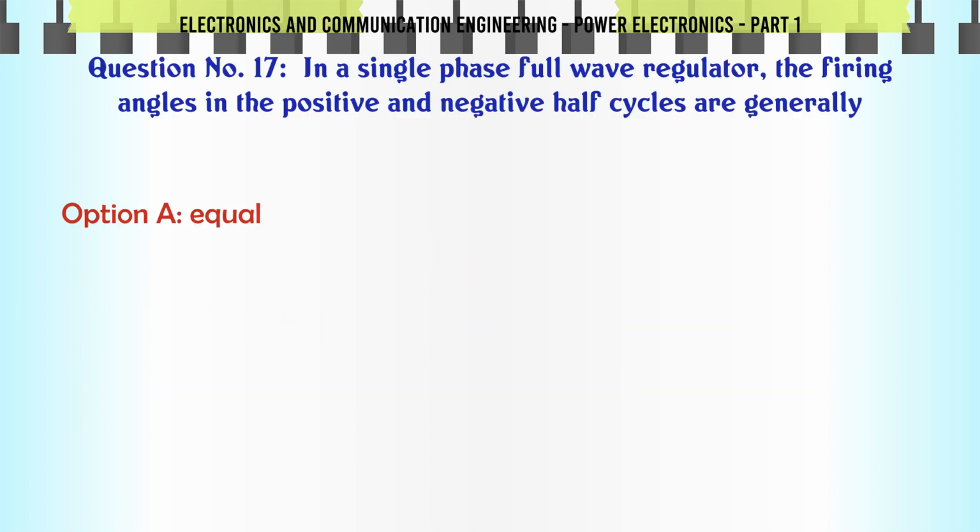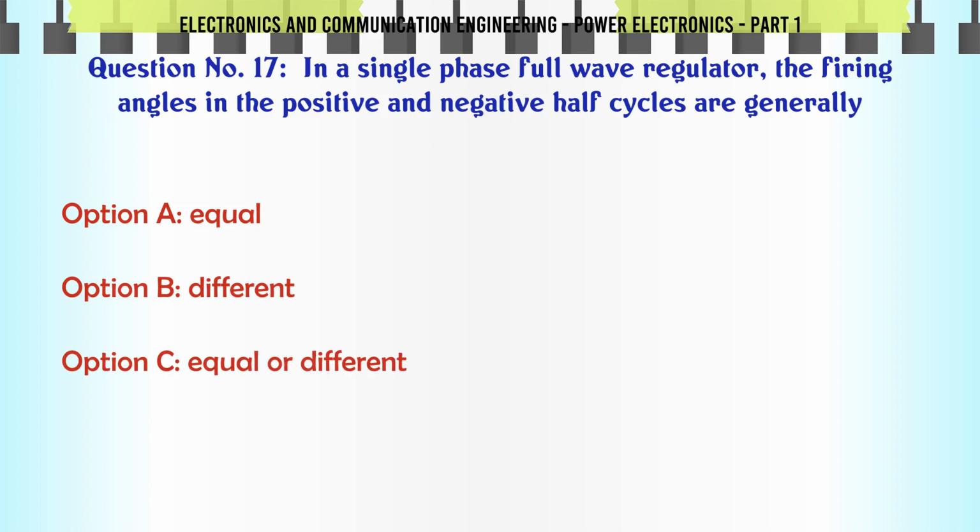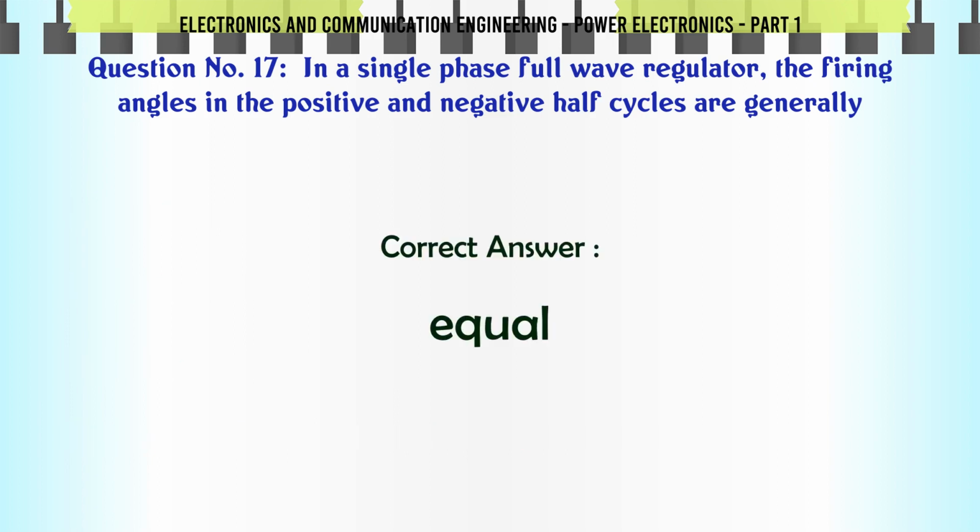In a single-phase full-wave regulator, the firing angles in the positive and negative half cycles are generally A. Equal, B. Different, C. Equal or different, D. Different but sometimes equal. The correct answer is equal.